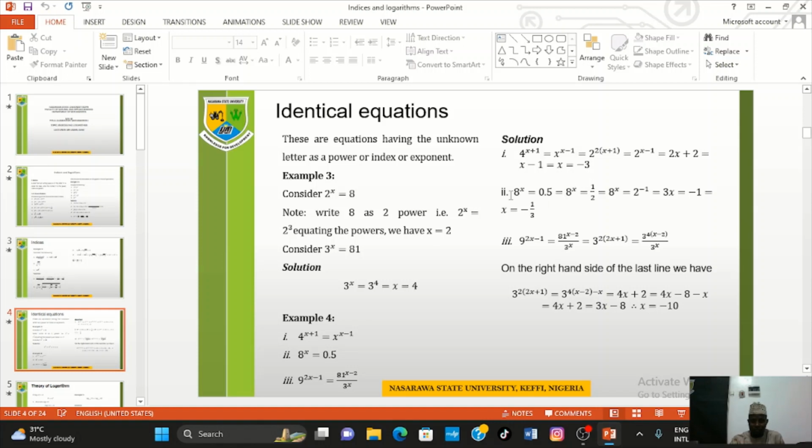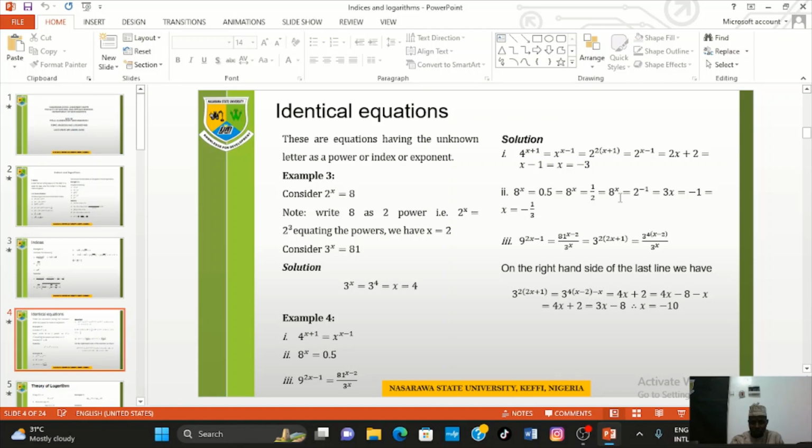Then the second example is 8 raised to the power of x equals 0.5. We know that this 0.5 can simply be written as 1 all over 2. So we can transform this to 8 raised to the power of x equals 1 all over 2. And this 1 all over 2 can be transformed to 2 to the power of minus 1. So it means 1 all over 2 can be transformed to this.